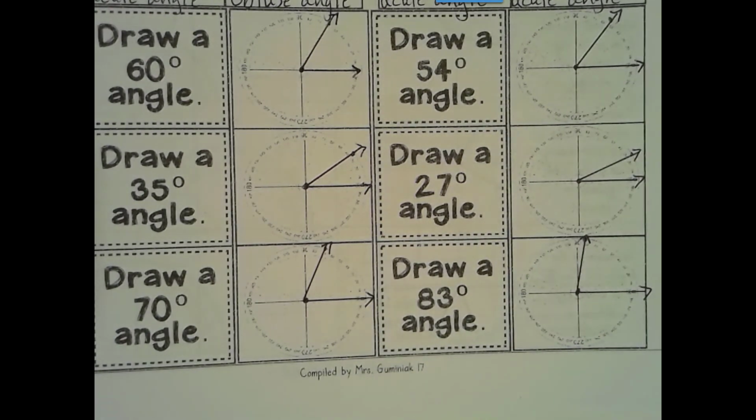So now we've drawn these different angles using a circle protractor. Let's go ahead and practice more on our part 2 with our 3-column notes.